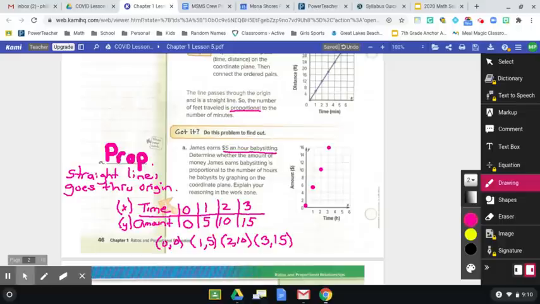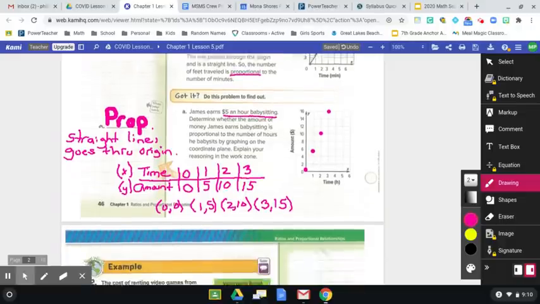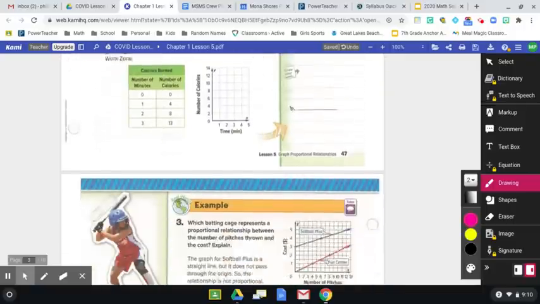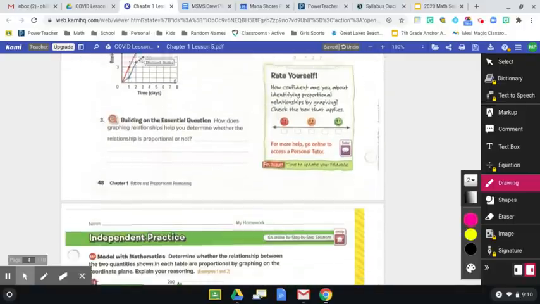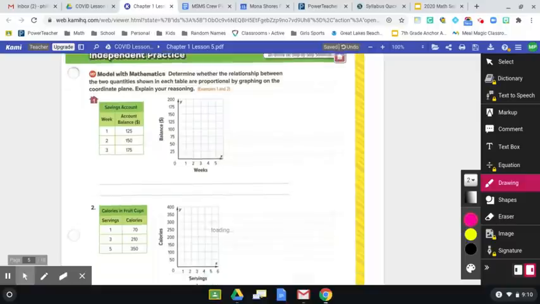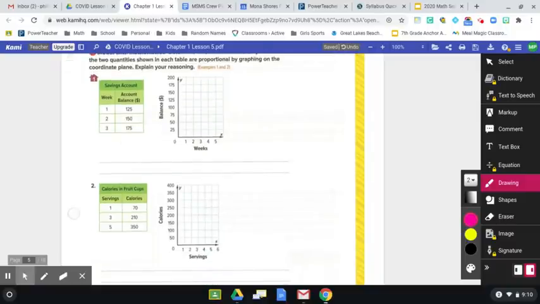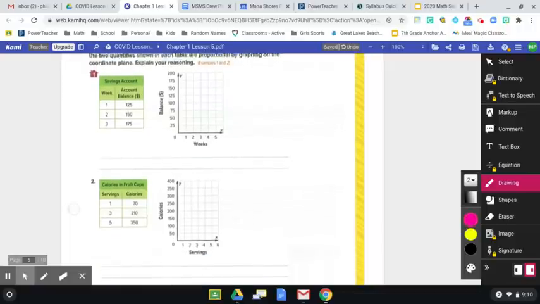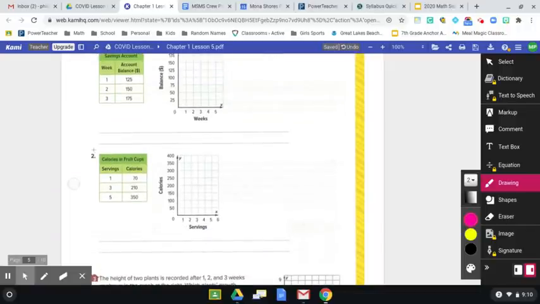So I'm going to have you try one. So you're going to go to page 40. Go down a few more. Independent practice, 49, I believe it is. And you're going to look at example number 2. Yep, so independent practice, page 49, example number 2. Try this one. The table's already been done for you.